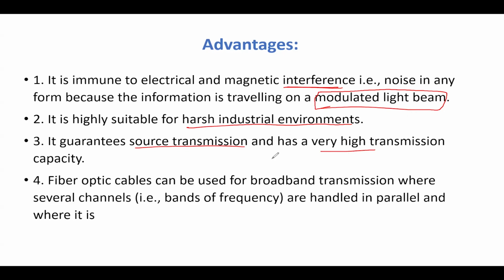Optic fiber cables can be used for broadband transmission where several channels are handled in parallel, where it is more susceptible to interferences. That is where you can use optical fiber. Because when you are using multiple band frequencies and sending multiple transmissions in parallel, there is more chance that this data gets interfered with by that data. But if you're using an optical fiber, there is no possibility of that getting interfered.